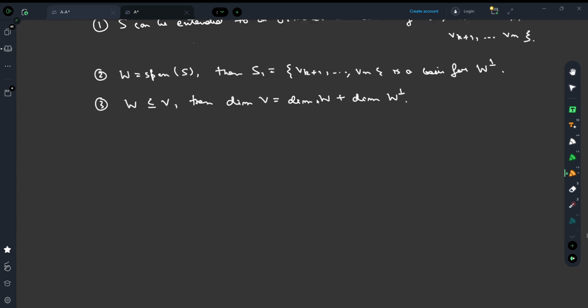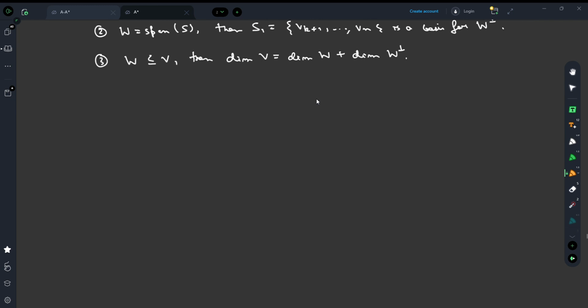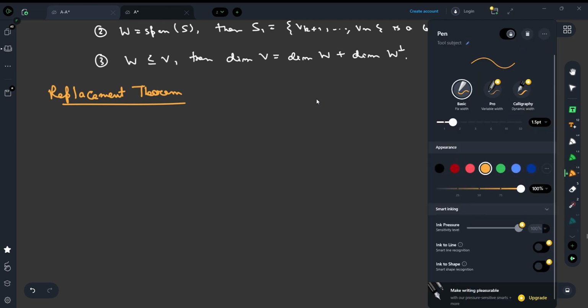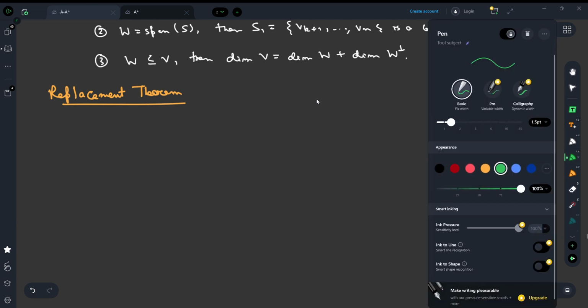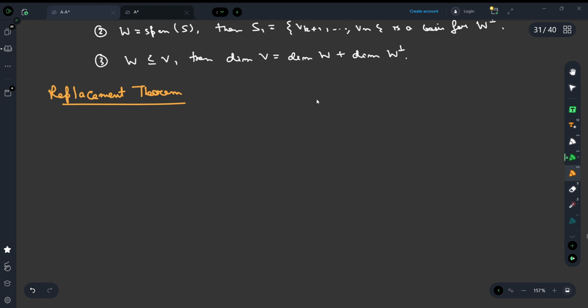Okay. So first, we prove the replacement theorem. Let me just decrease the width a bit. I guess this will do. And let me change this a bit as well. Okay. So what is the replacement theorem?